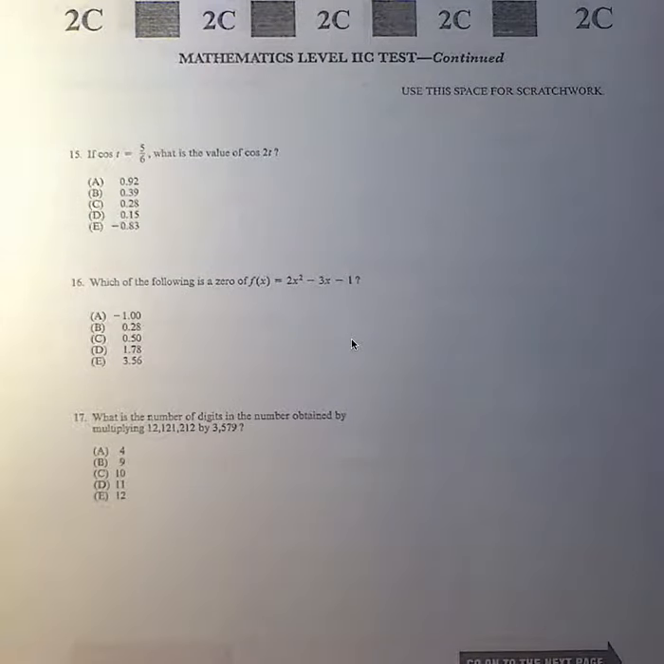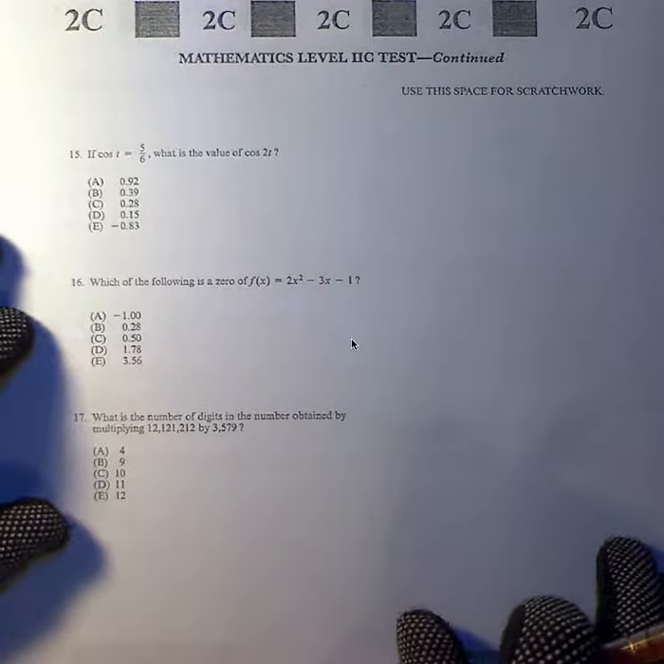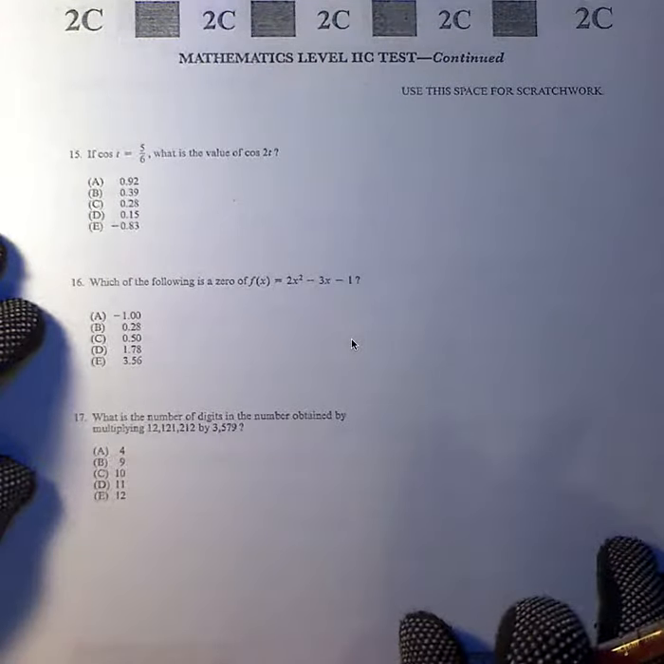Cosine of t is equal to 5 over 6. What's the value of cosine 2t?